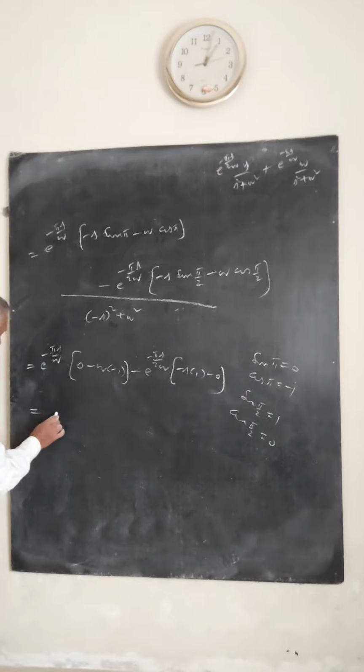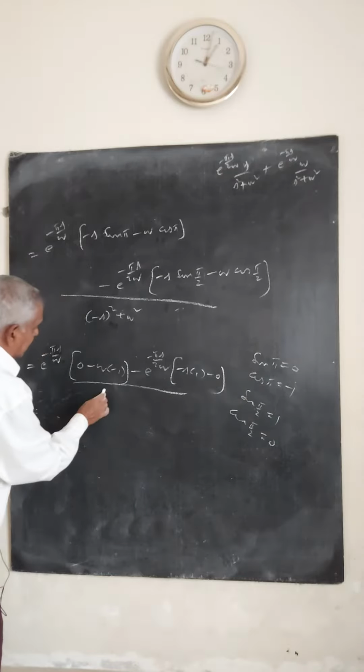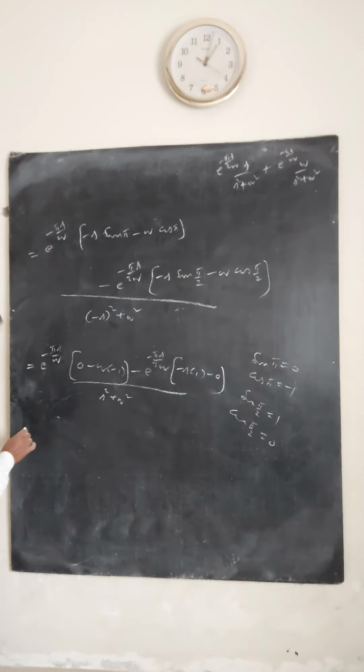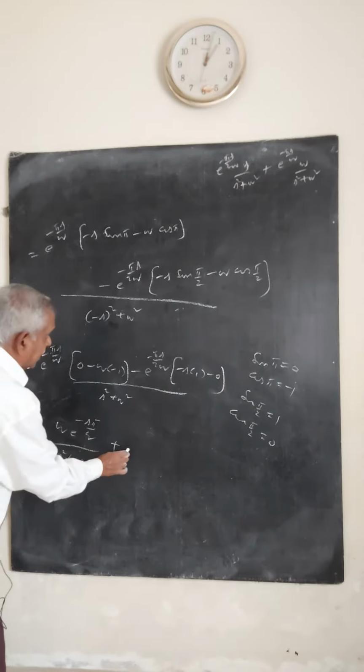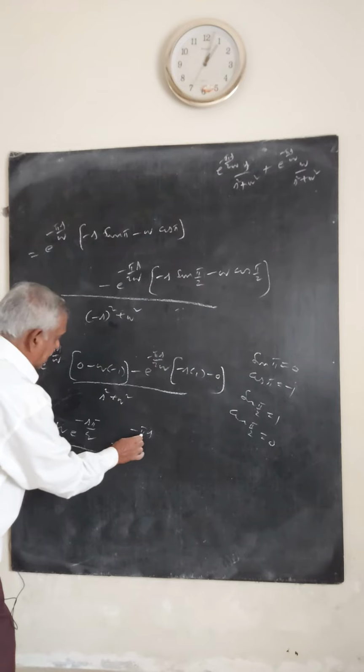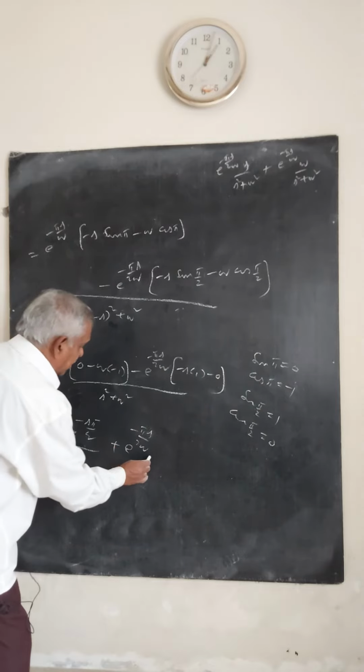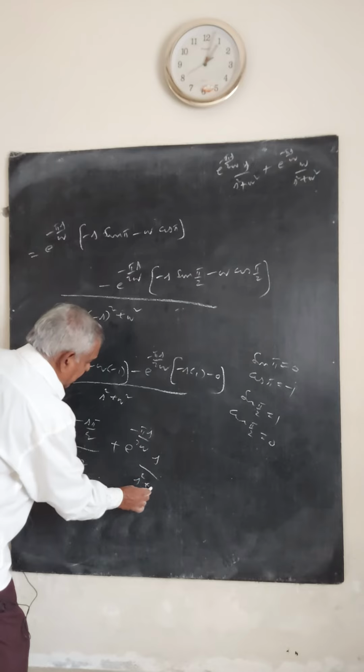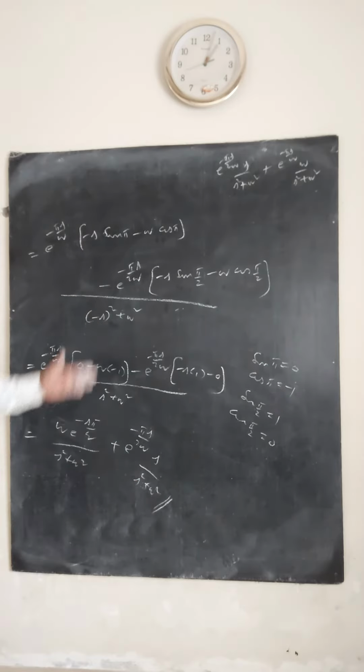Therefore, minus, plus, plus e power minus s pi by omega, omega by s square plus omega square, again minus, plus, plus e power minus pi s by 2 omega, s by s square plus omega square is the answer. We are getting the same answer by method 2.